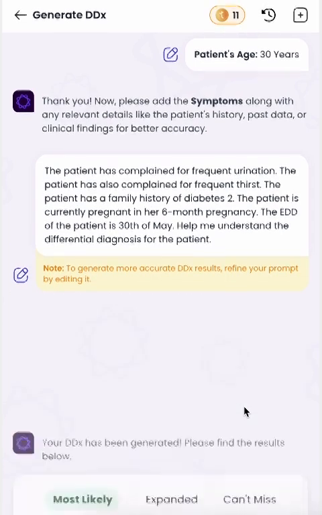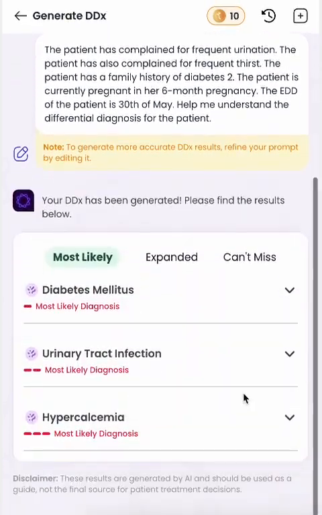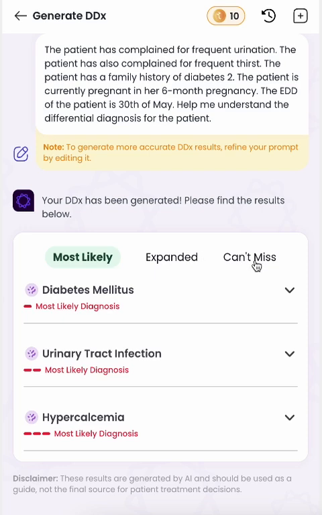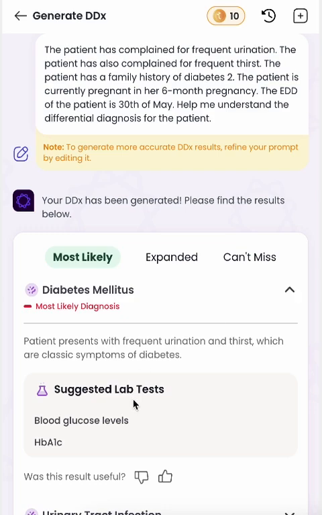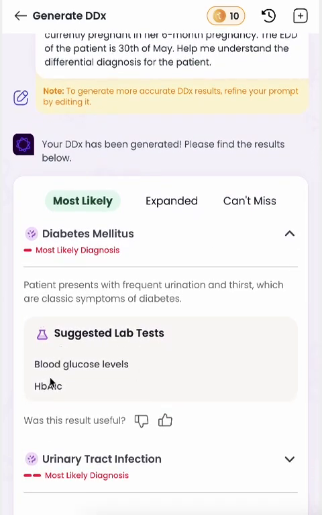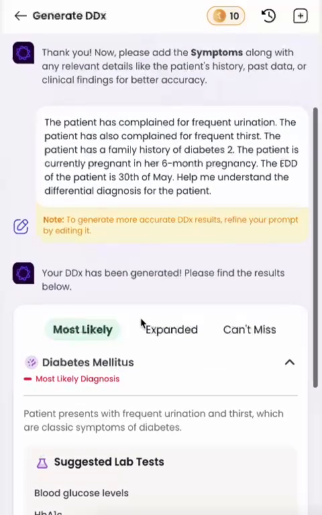So you can see right now there are three different categories of differential diagnosis which have been created: most likely, expanded and can't miss, right? This case is a curious case of diabetes mellitus, right? So there are also tests suggested by the system, right, to rule out or confirm these differential diagnoses, right?